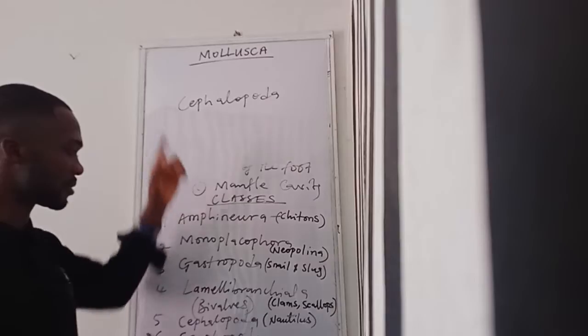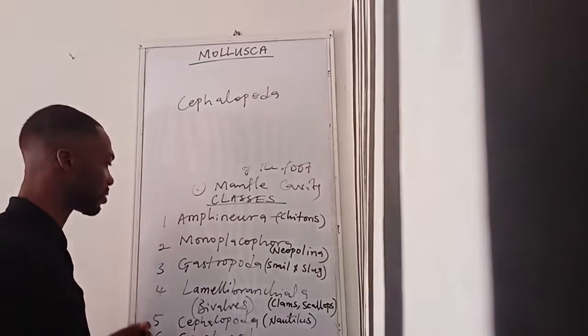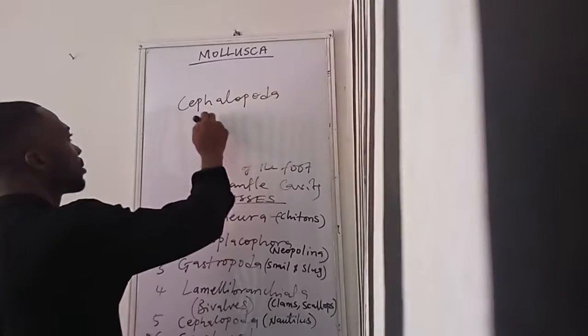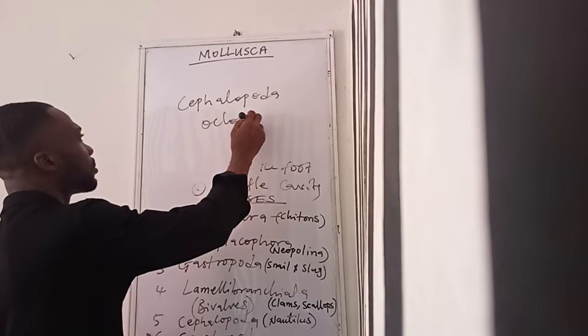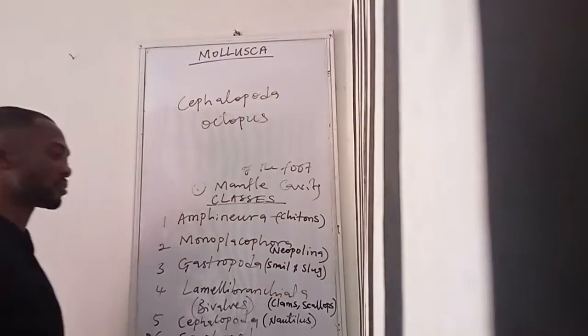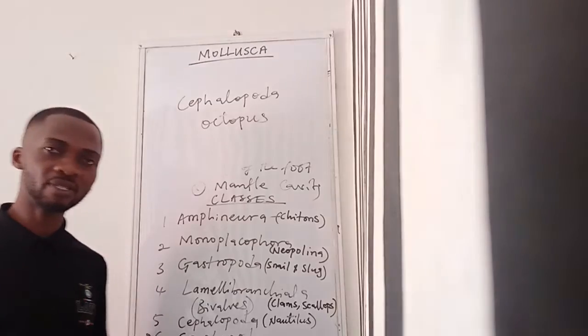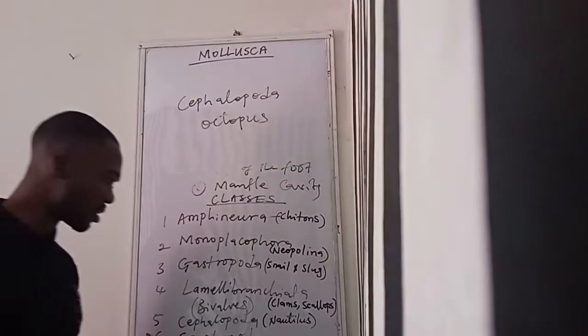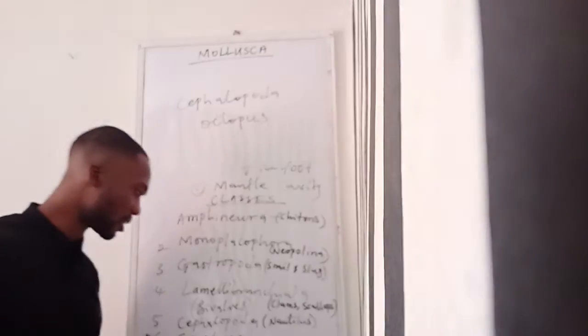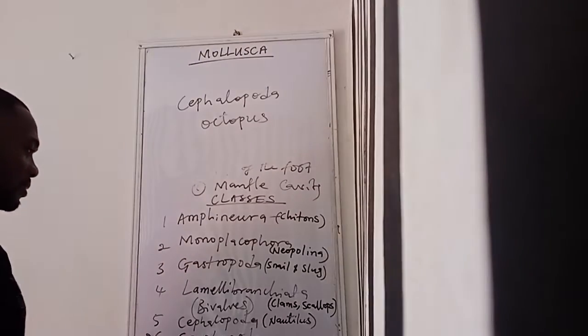Well, the organisms we're going to see here are the nautilus and the octopus. These are some of the examples of the organisms you see under cephalopoda. Don't forget, like I said, they have a well-developed head.